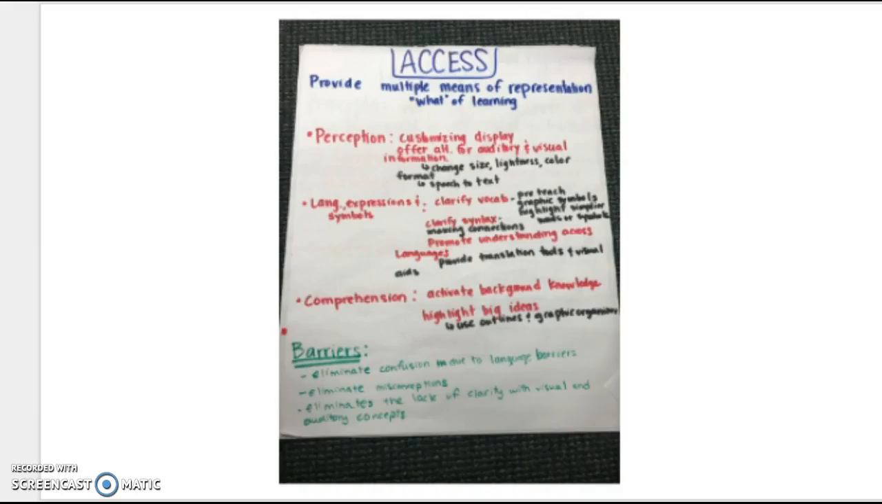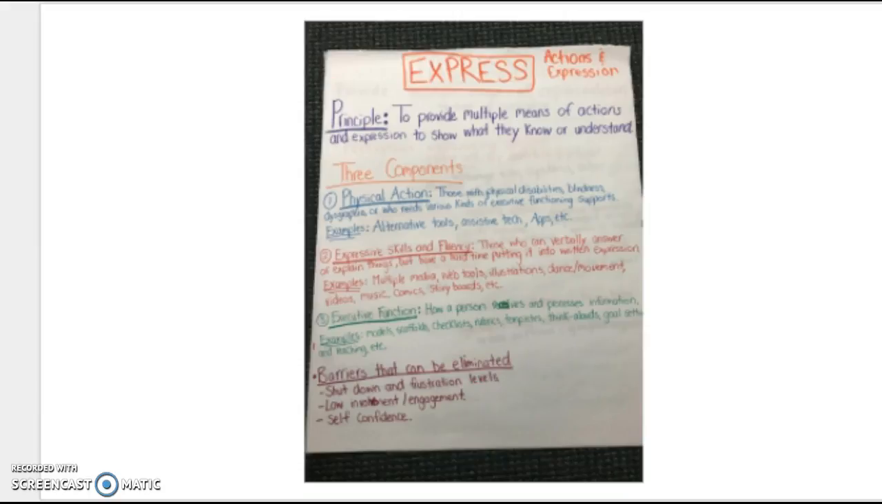The next step is going to be looking at how students access the information. So how do they gain the information that you're providing to them? Again, you're going to look at what struggles, challenges, strengths, or needs they have, and then you're going to find tools that would help remove those barriers for that student. The last step is looking at how students express what they know.